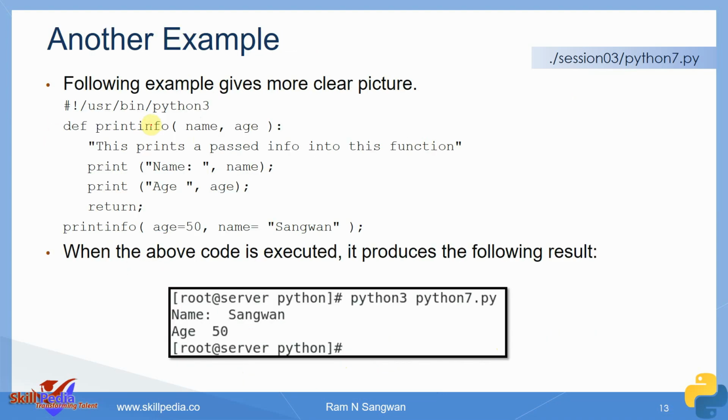Another example is a clearer picture, because this time I'm using two parameters, name and age. Print name, print age. So I'm printing the name and age, and passing the values in a different order. Here, age is the second argument, but I'm passing it as the first argument. So age 50, name Sangwan. Sangwan will go to name, 50 will go to age. So you'll get name Sangwan, age 50.